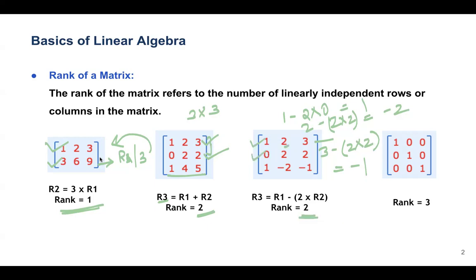Now going into the fourth example, this is an identity matrix. In an identity matrix, you can never write a row or a column as a function of other rows or columns. That's an important property of the identity matrix. So hence the rank is 3. That is, all 3 rows are independent. You can't write one row as a function of other rows. So here we have the rank equal to 3.